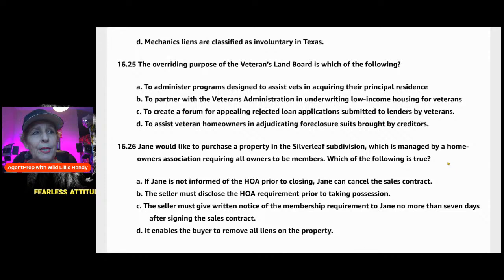Which of the following is true? A, if Jane is not informed of the HOA prior to closing, Jane can cancel the seller's contract. B, the seller must disclose the HOA requirement prior to taking possession. C, the seller must give written notice of the membership requirement to Jane no more than 7 days after signing the sales contract. Or D, it enables the buyer to remove all liens of the property.